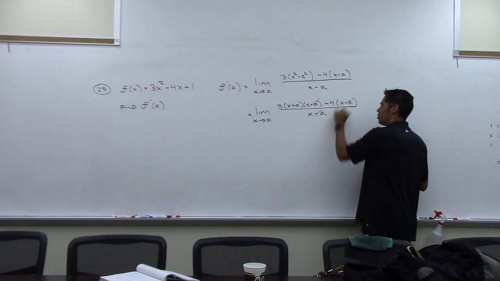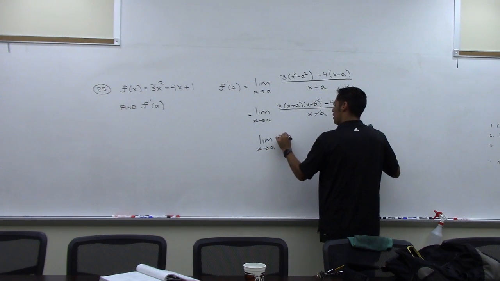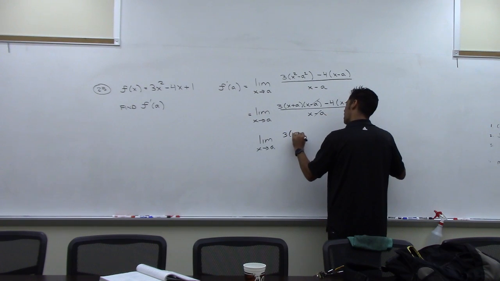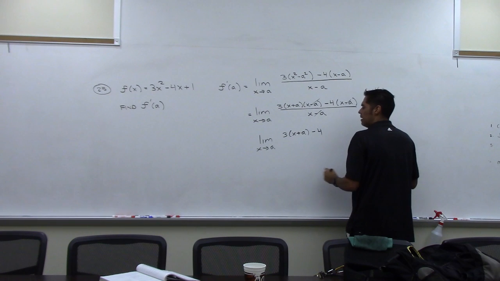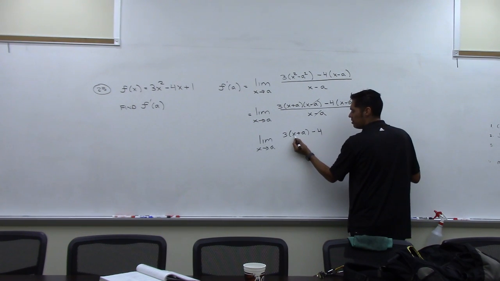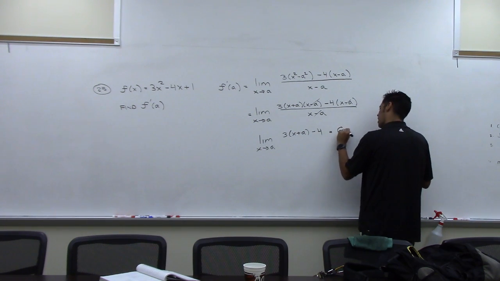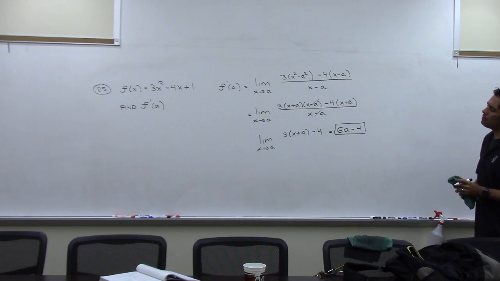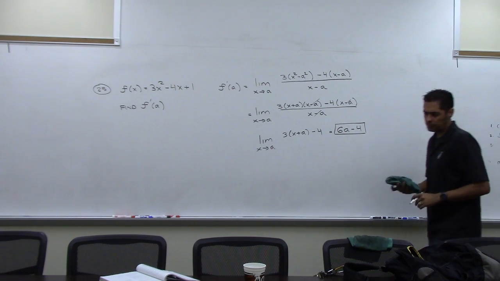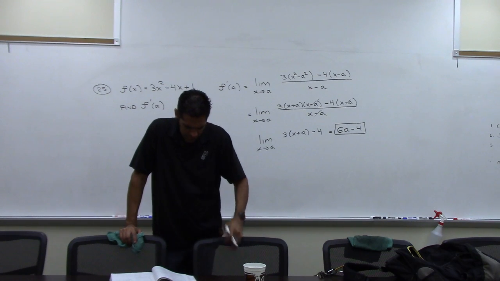I'm just going to go and that leaves me with limit as x approaches a of 3 times x plus a, that's this piece, minus 4. And now if I let x turn into an a, this turns into an a plus a is 2a. 2a times 3 is 6a minus 4. So 6a minus 4. That's it. You should try 26 on your own.